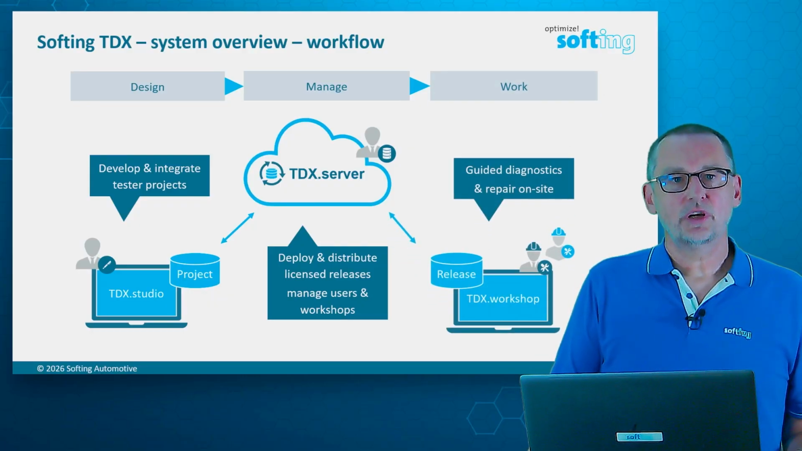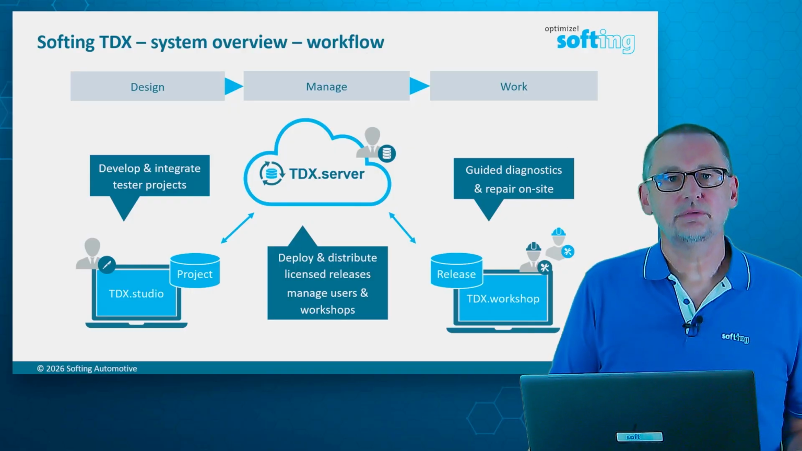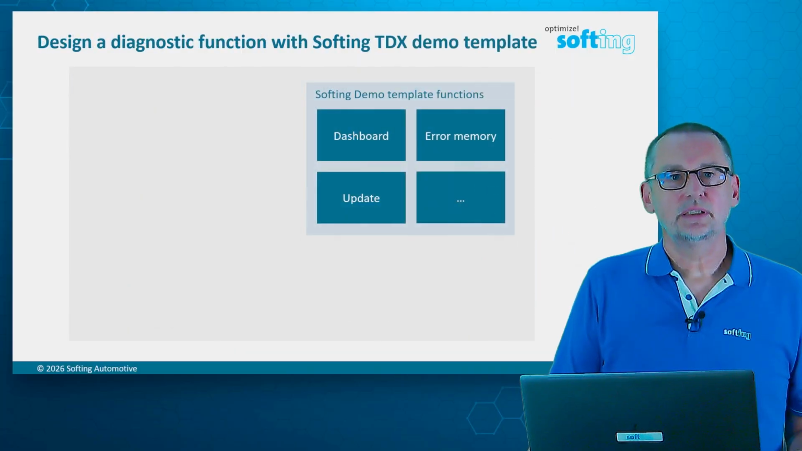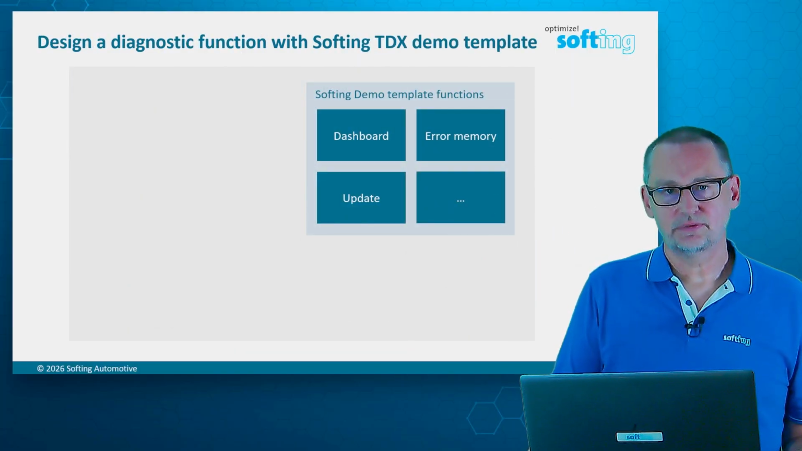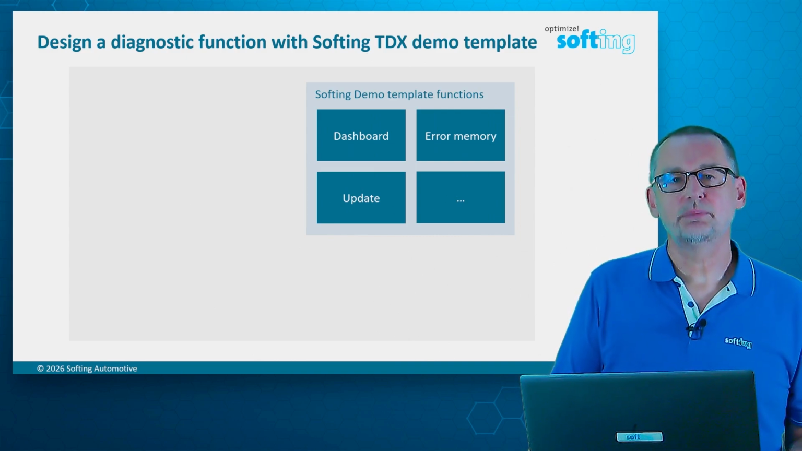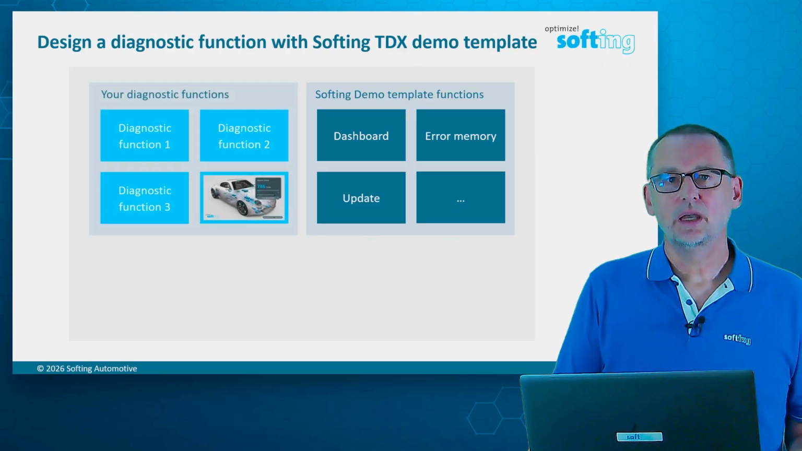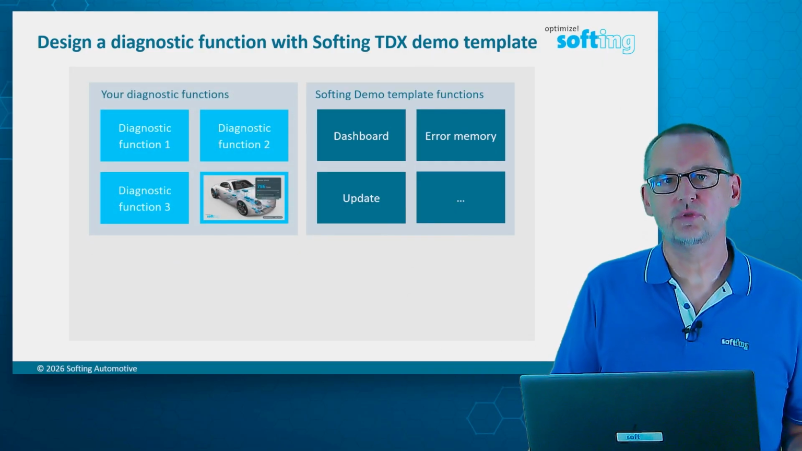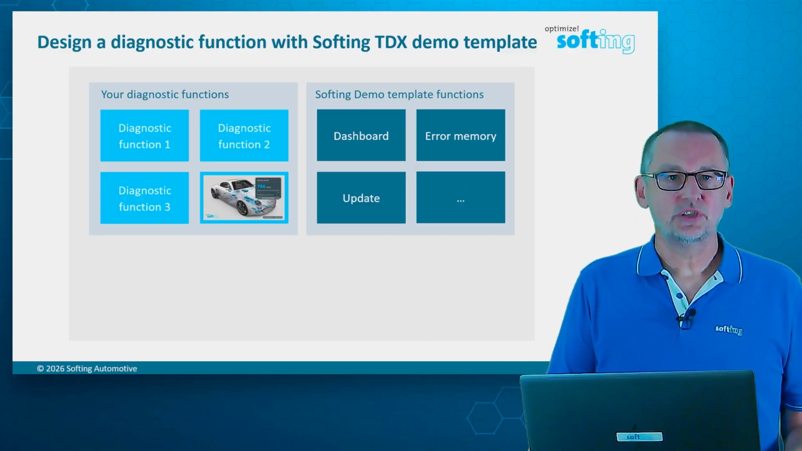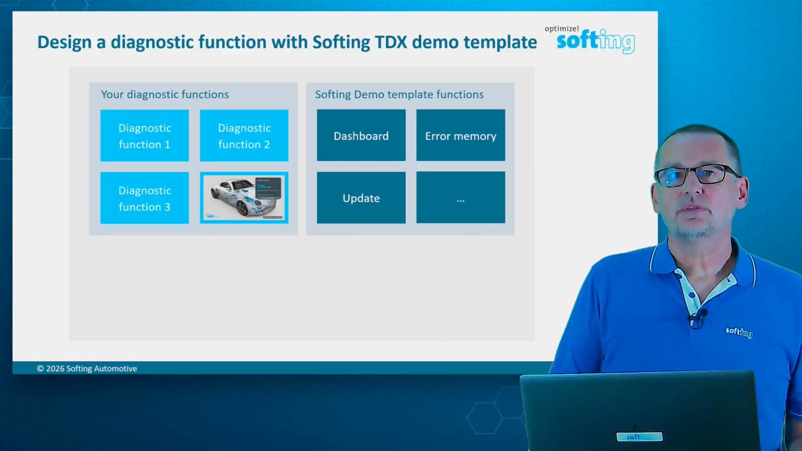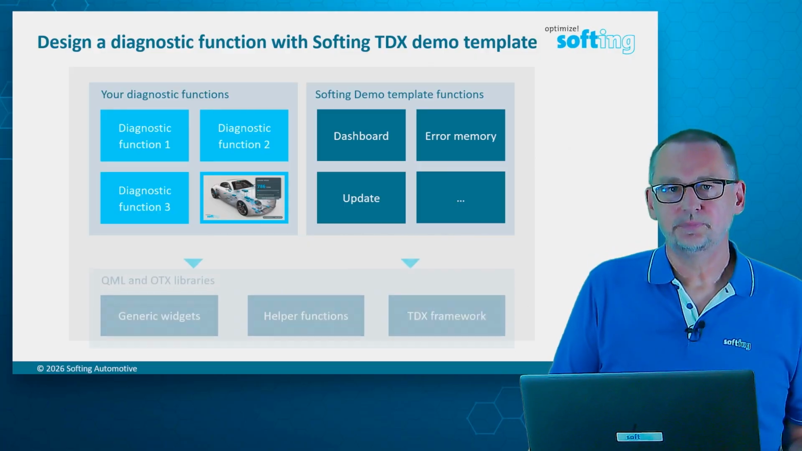To create a workshop-ready diagnostic tester, we do not have to start from scratch. The Softing demo template already provides commonly required tester functions, such as a dashboard, an error memory, and an update function. On top of this foundation, we can add our own diagnostic functions for specific vehicles and use cases. In this example, we add a new function for measuring the engine speed.